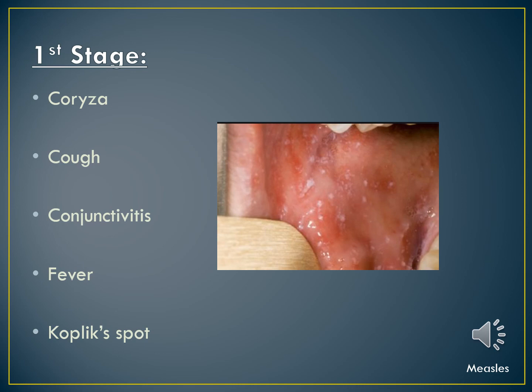These lesions represent foci of epithelial necrosis and appear as numerous small blue-white macules, or grains of salt, surrounded by erythema, which can be appreciated in the diagram. Typical sites of involvement include the buccal and labial mucosa and less often the soft palate.